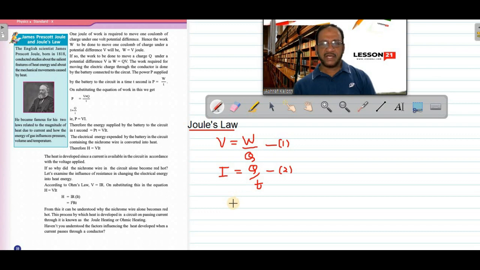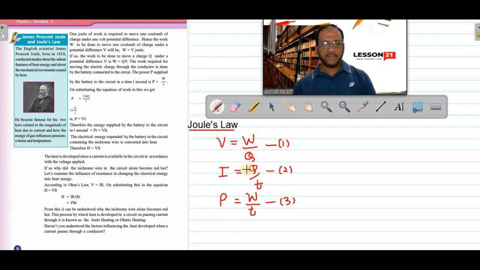And in 9th class we studied one equation for power. Power is equal to work done in unit time. If W is the work done in a time T, then power is given by work divided by time. The work done in 1 second is called power. It is measured in watt. Watt means joule per second. 1 watt means 1 joule per second. We will take this as equation number 3. So these are the 3 basic equations we need for deriving Joule's law. You already know the first 2 equations, and P equal to W by T you also studied in the previous class.